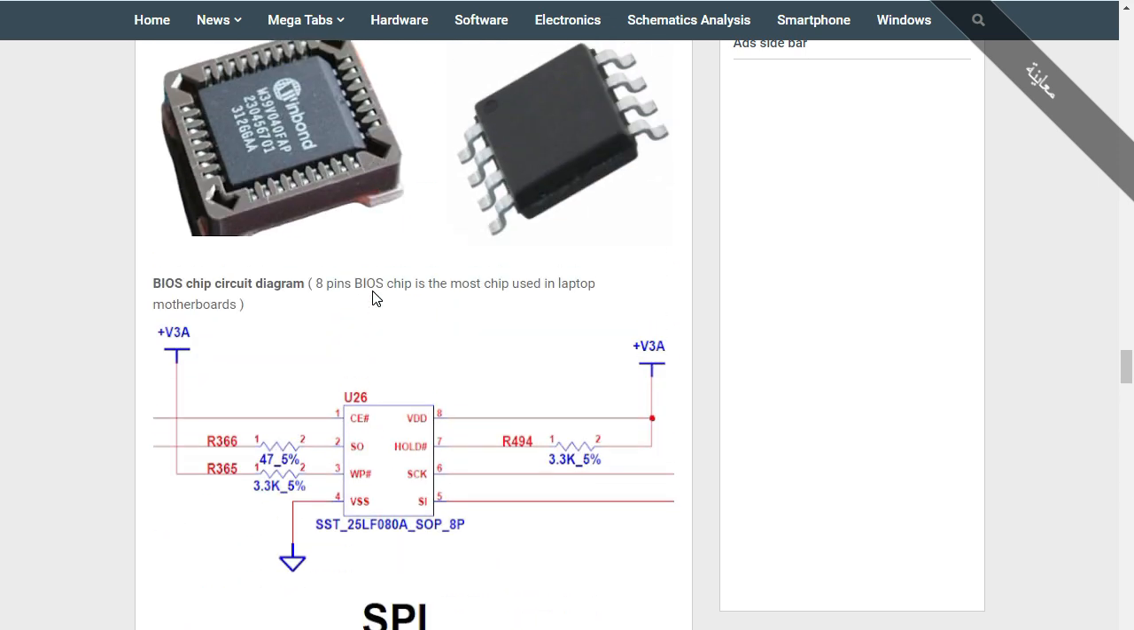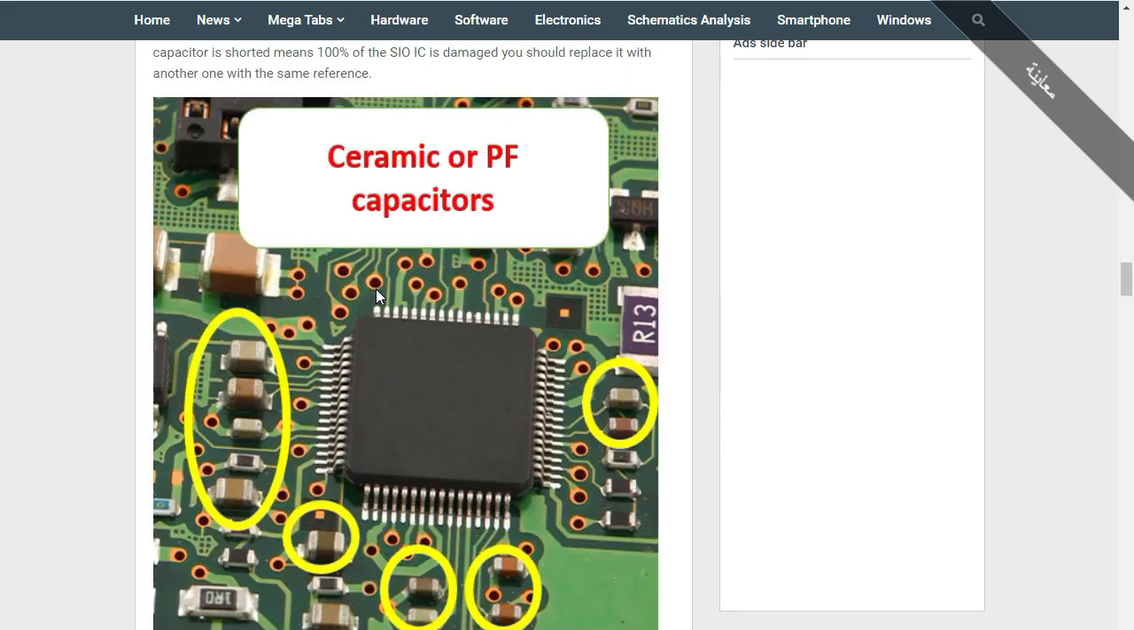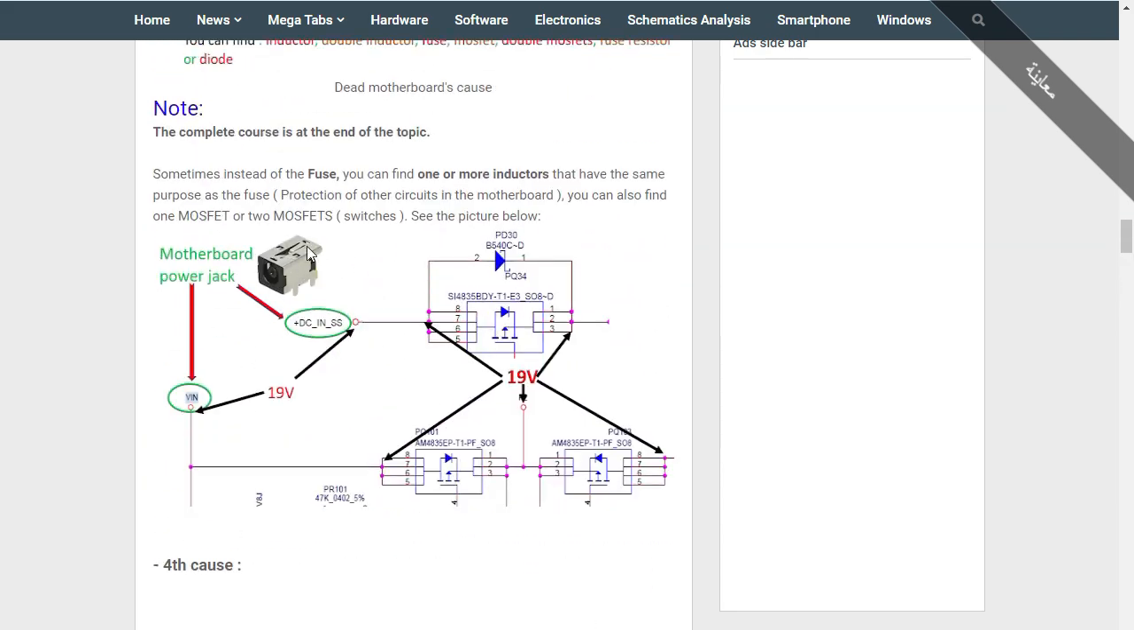So you should do a visual inspection, then check the power jack. The power jack is one of the most important parts in the motherboard, because it is connected to the external world. The power jack is the bridge between the motherboard and the input power. That's why if there is a problem with the power jack, the motherboard cannot receive the voltage, and of course it will be a dead motherboard. So always pay attention to the power jack. Check its terminals, check its state, whether it is damaged or not, etc.